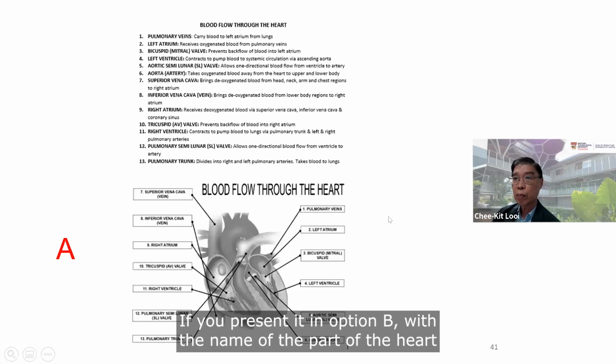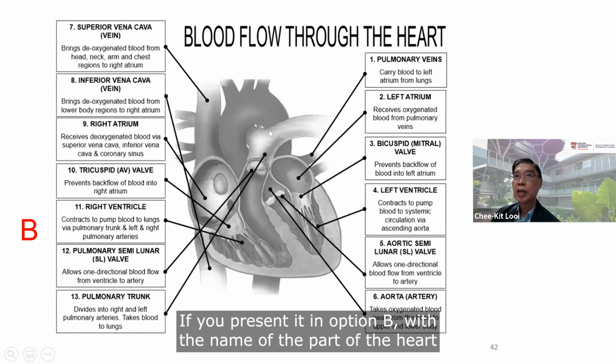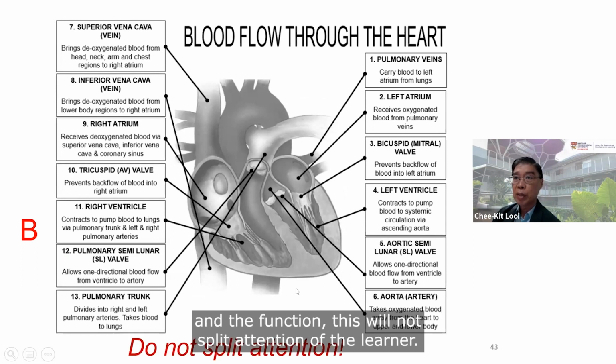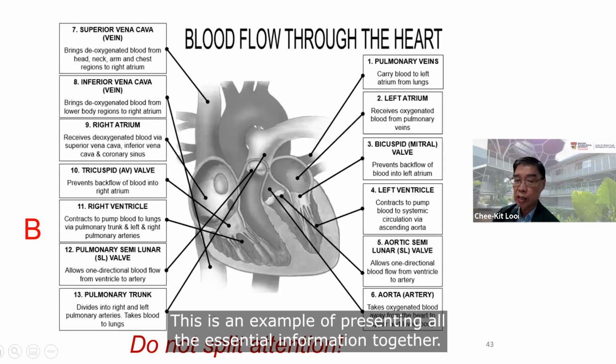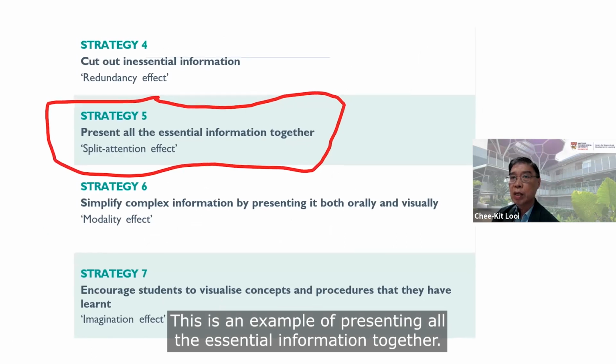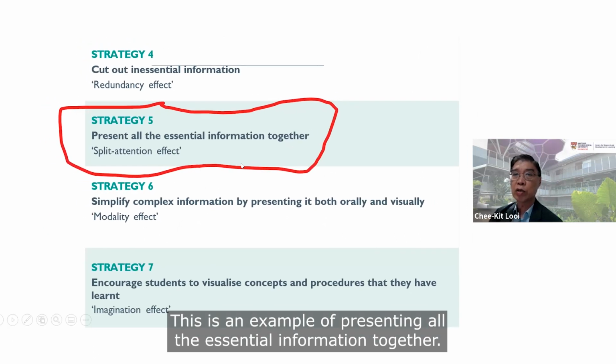If you present it in option B, with the name of the part of the heart and the function, this will not split the attention of the learner. This is an example of presenting all the essential information together.